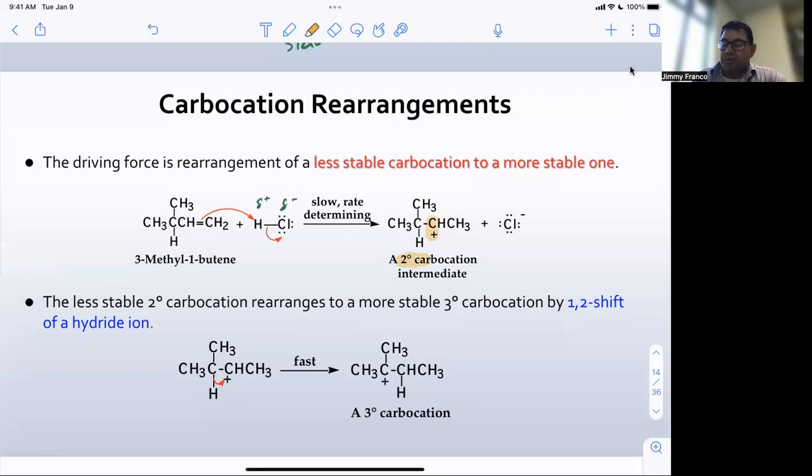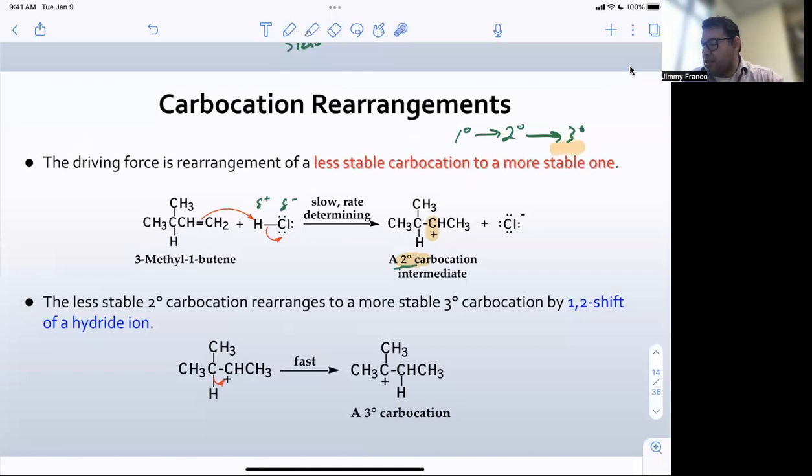So what we're going to do, anytime you make a carbocation that's not a tertiary, you want to stop and look. If I move this carbocation one to the left or one to the right, can I move up in substitution? Meaning, can I go from a primary to a secondary? Or can I go from a secondary to a tertiary? Right now, we're already a secondary, so we would only rearrange if we can get to a tertiary.